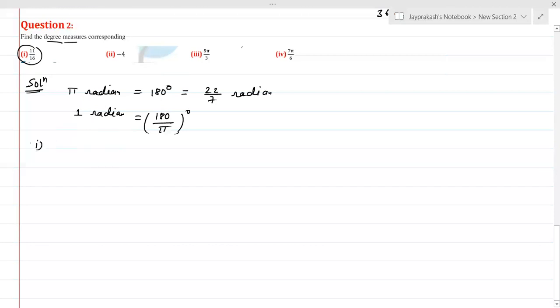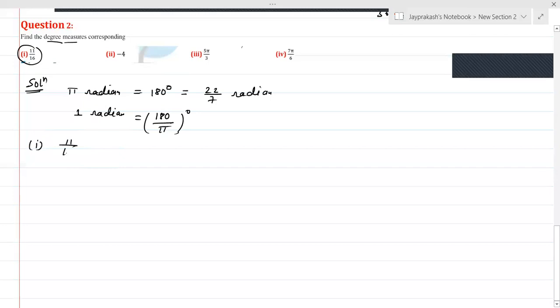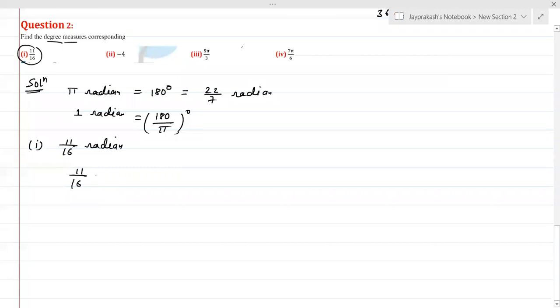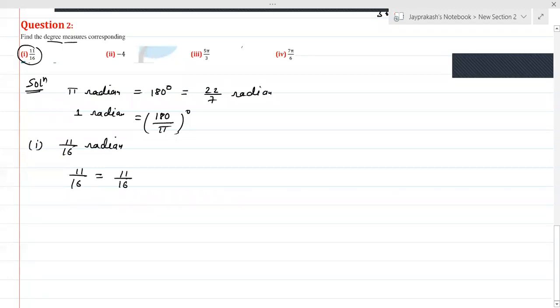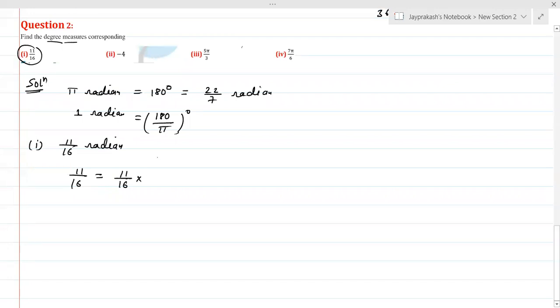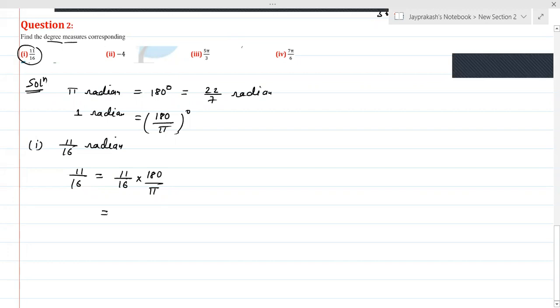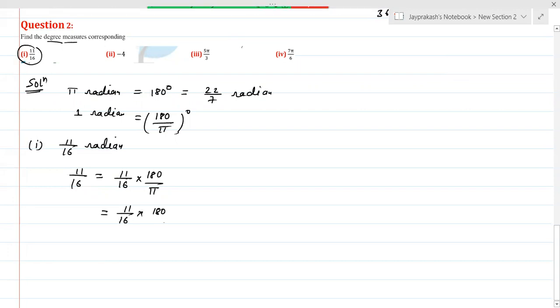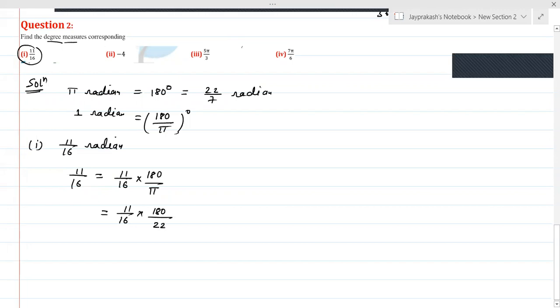Now the first question that we have been given, 11 by 16, is in radian. To convert to degree, 11 by 16 radian is equal to 11 by 16 into 180 by pi. Now it's a degree measurement, so we need to substitute the value of pi. So it will be 11 by 16 into 180 by 22 by 7. So we can write 22 in the denominator and 7 in the numerator.